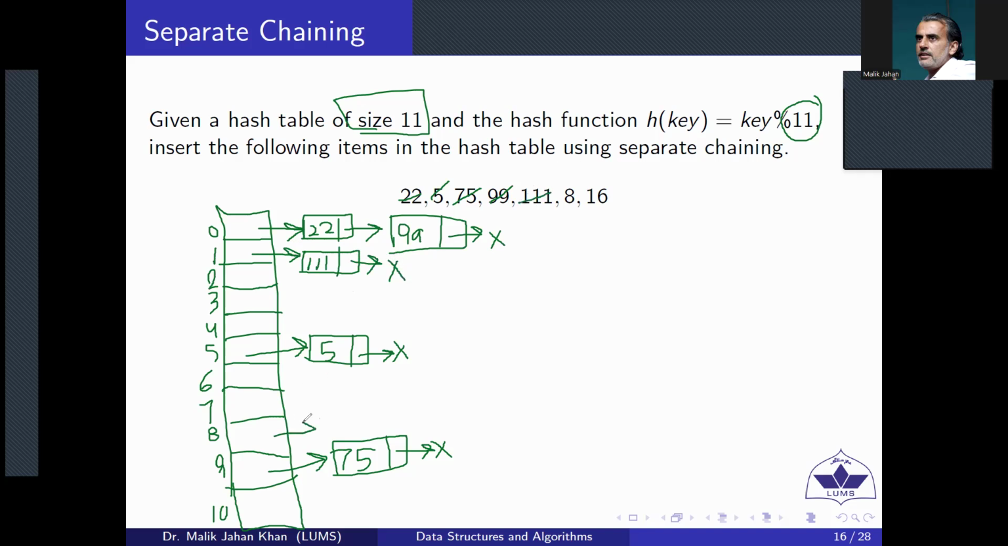The next element is 8. 8 mod 11 is 8. So it goes to index 8 and we place it here. And its next is null as well.